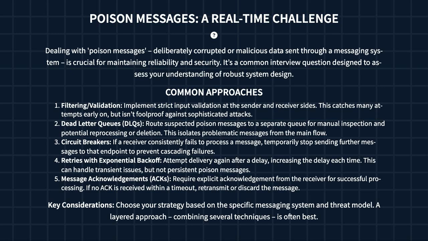Then, using a dead letter queue allows us to isolate suspicious messages for investigation without disrupting the entire system. Circuit breakers can help prevent failures from spreading, and retries with increasing delays can tackle temporary issues. Finally, requiring acknowledgements ensures that the receiver actually processed the message before we consider it successful.